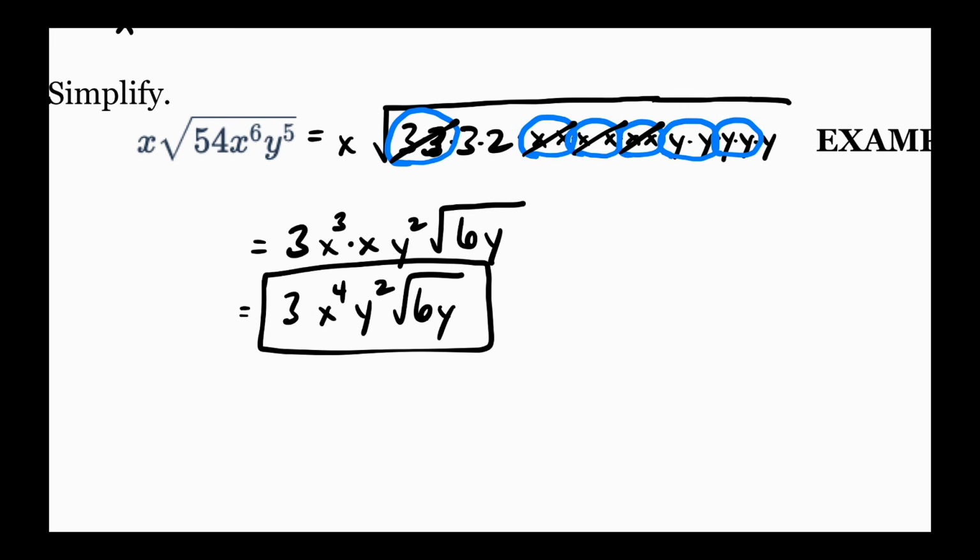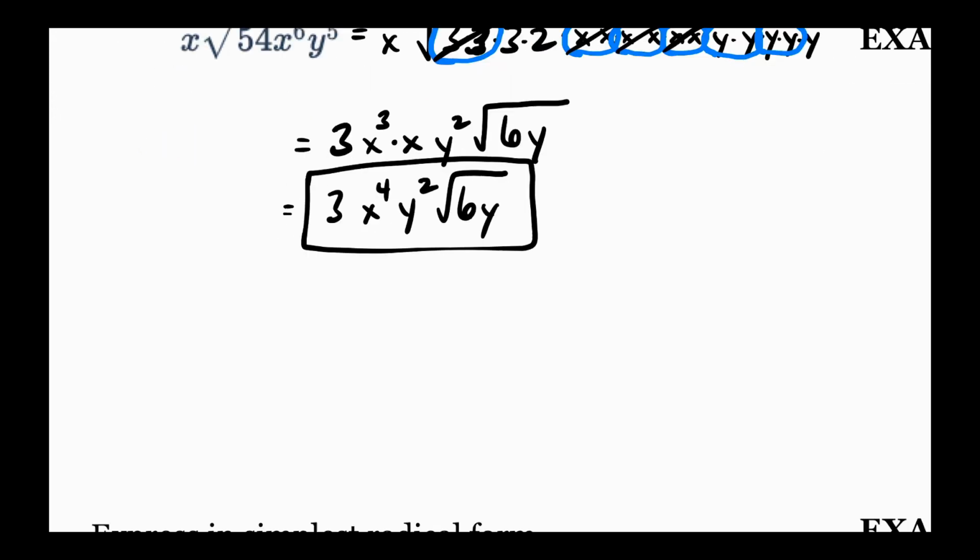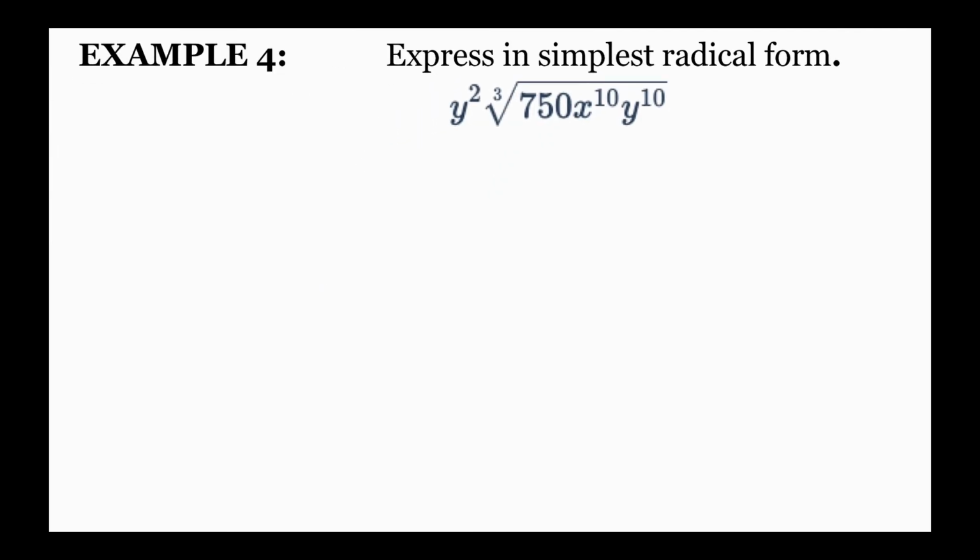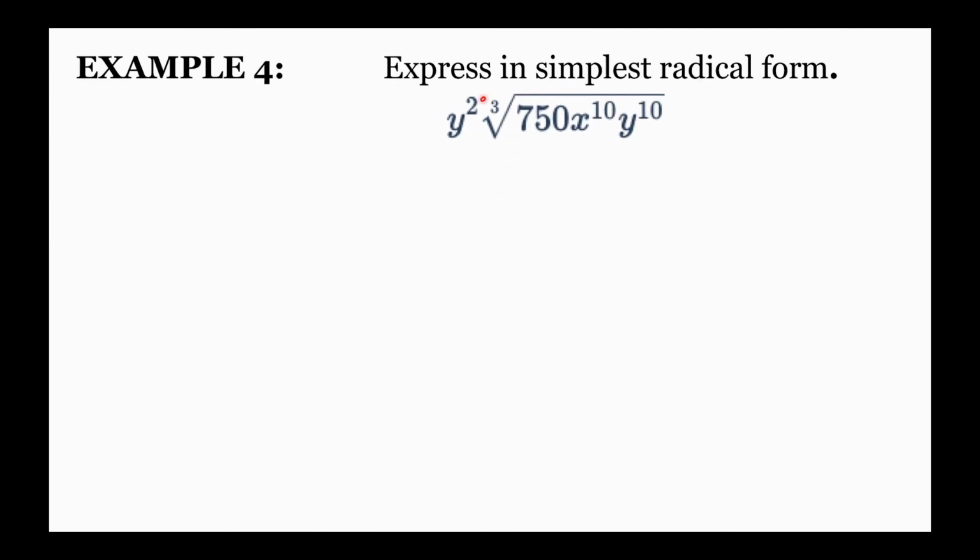Okay, so next one. It's already got a y squared in the front. Already there. 750. Break down 750. If a number ends in 0, what number should you start dividing it by? 10. Start with 10. It's the easiest number to divide into. 750 breaks down to 75 times 10.